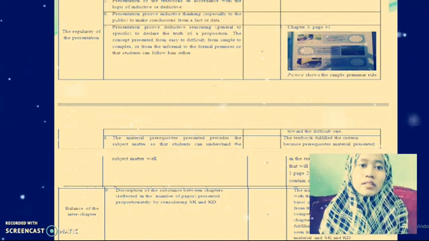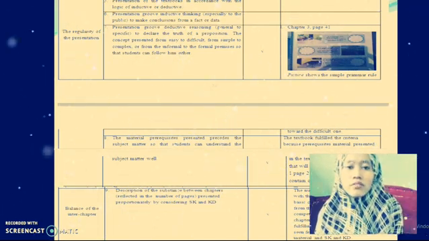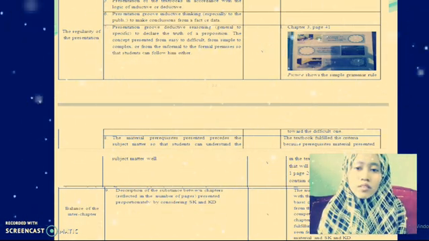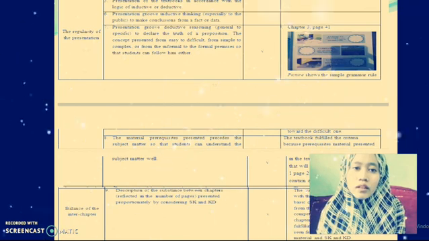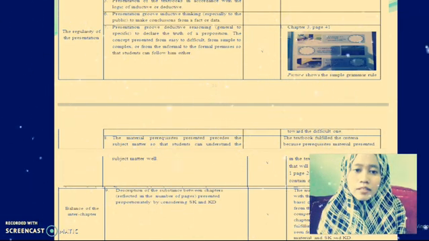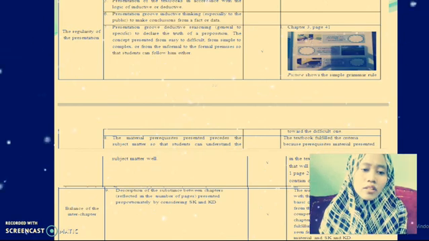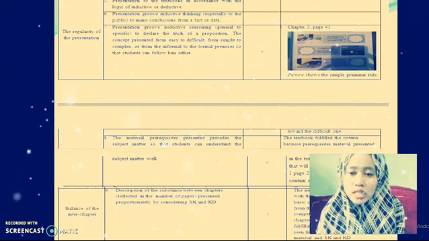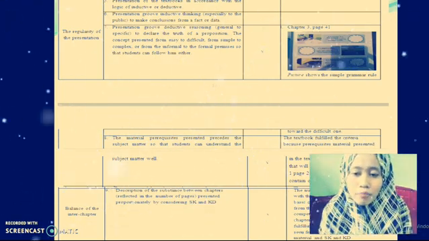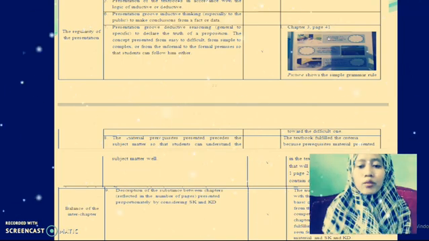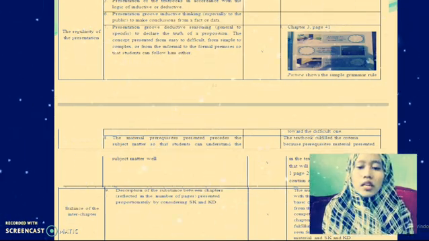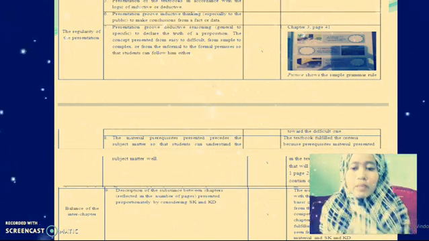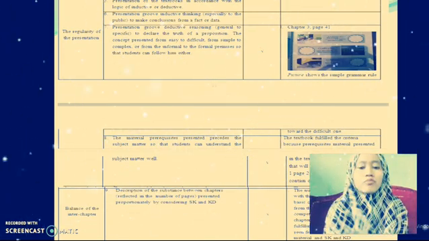And the next is the regularity of the presentation. The regularity of the presentation can be seen at chapter 3 page 41 that shows a simple grammar rule in presentation. And the next point is the balance of the interchapter. The balance of interchapter can be seen by the number of pages being appropriate with the material needed to achieve a basic competence.